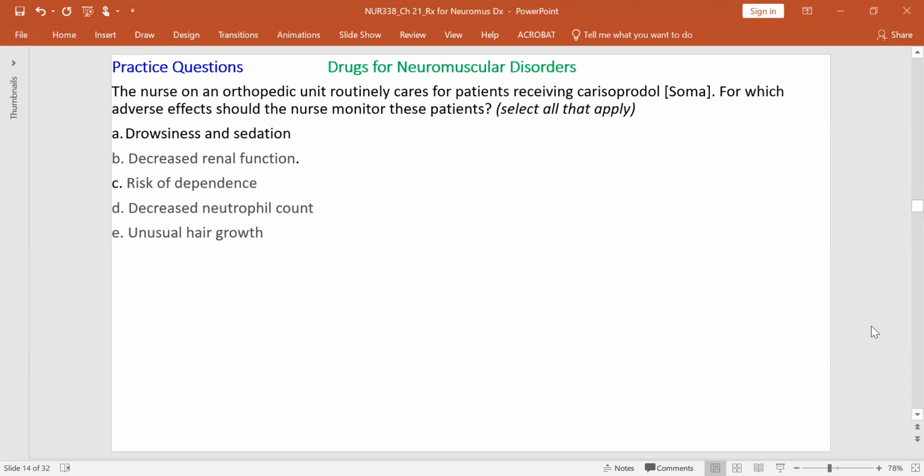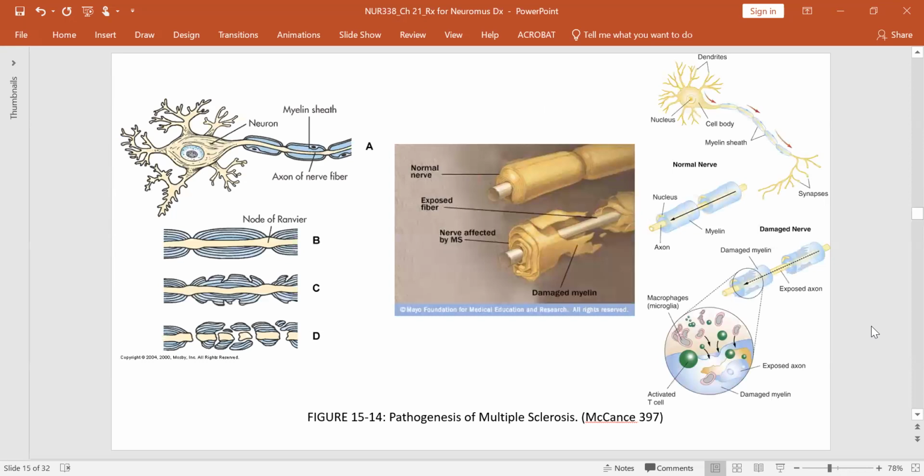So carisoprodol, Soma, is a centrally acting skeletal muscle relaxant, and as such can produce generalized central nervous system (CNS) depression. These agents or medications may also cause physical dependence when taken long term or in high doses. So the answer is A, drowsiness and sedation, and C, risk of dependence.